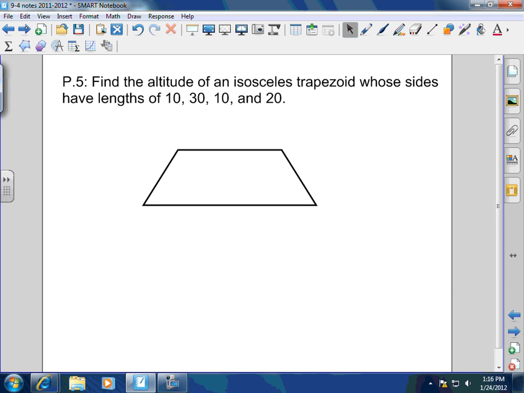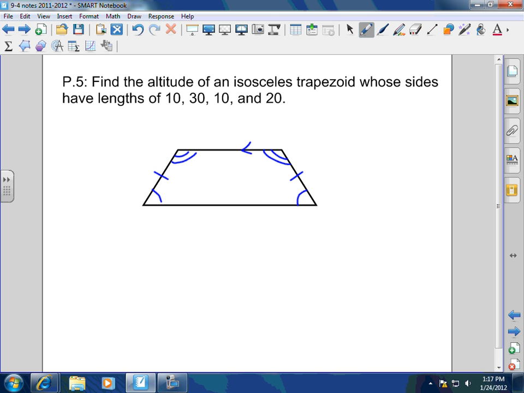Find the altitude of an isosceles trapezoid whose side lengths are 10, 30, 20, 10. First things first. What do we know about isosceles trapezoids? Okay, the legs are congruent. Bam. The bases and the upper bases. Very good job. Very well done. Nice.